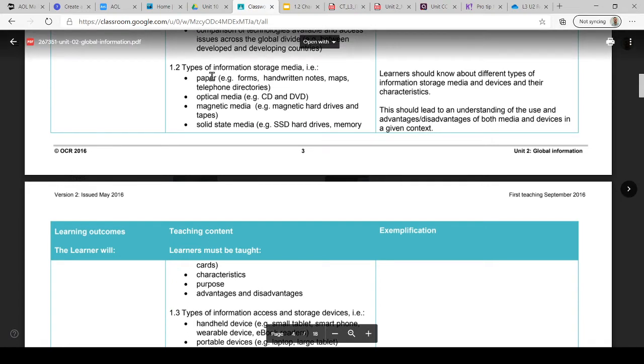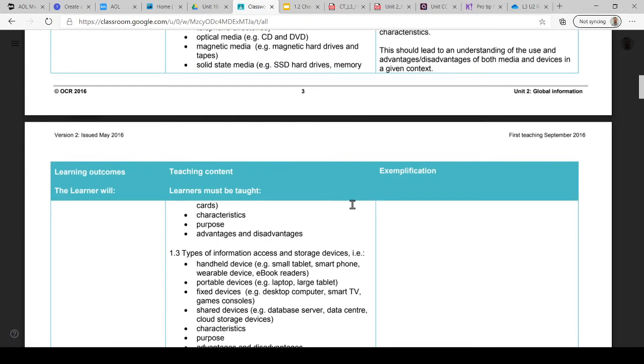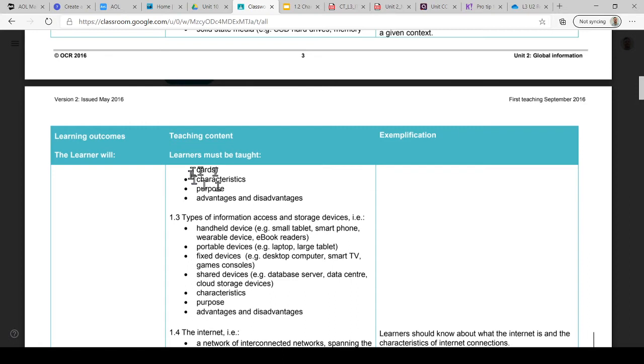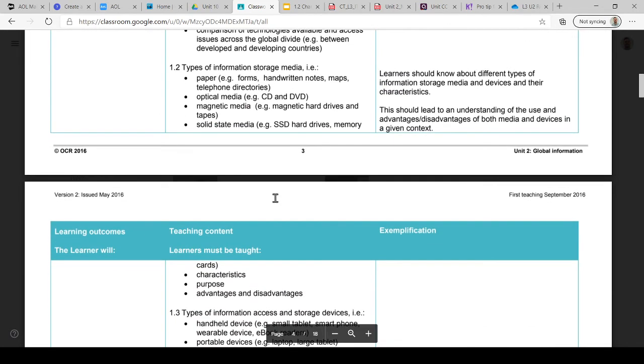As you can see here, paper, optical media such as CDs and DVDs, magnetic media such as hard drives, magnetic tape, zip drives, that kind of thing. Solid state media such as SSD, memory sticks, memory cards, the kind of thing you put in your smartphone. And we're interested in the characteristics of these devices, what they get used for, so what's their purpose, and what are the advantages and disadvantages of using these particular types of storage media.